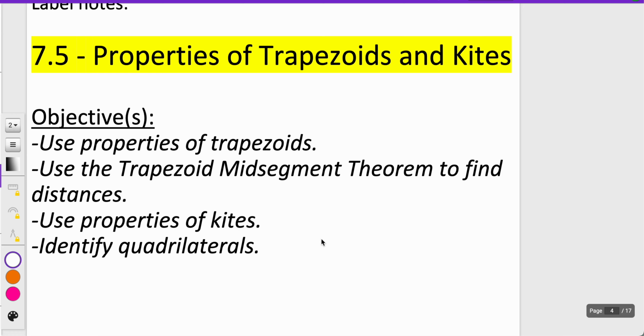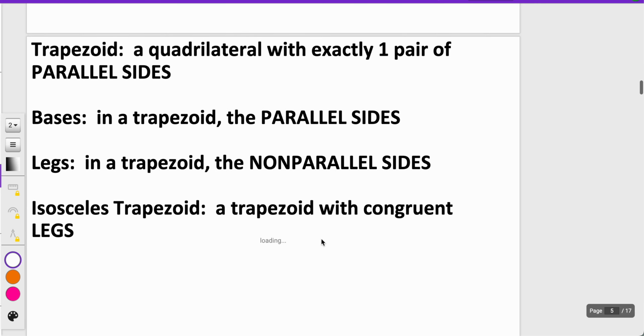We are going to be looking at 7.5, properties of trapezoids and kites, to be able to determine what theorems we can use with them and be able to use those properties. First thing we want to know is what a trapezoid is. So a trapezoid is a quadrilateral with exactly one pair of parallel sides.